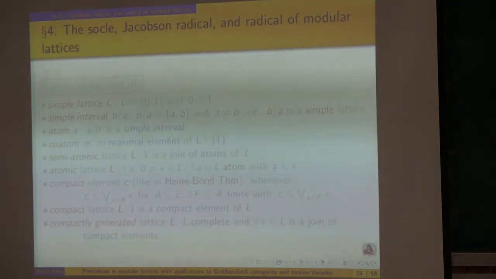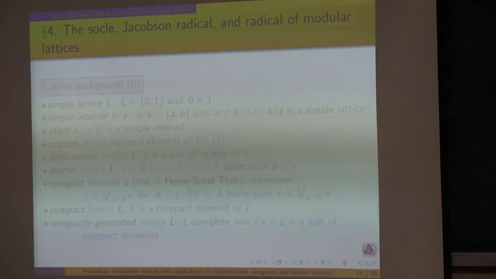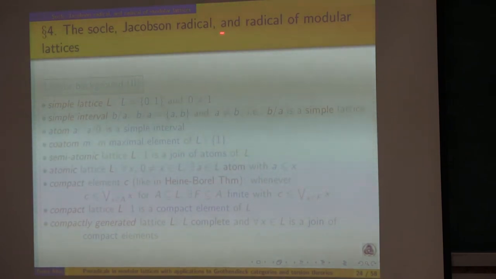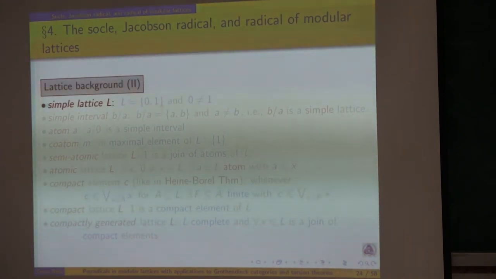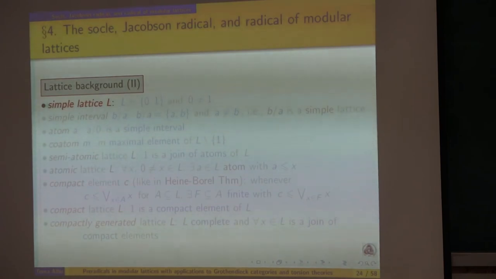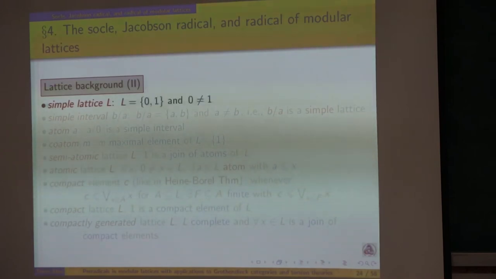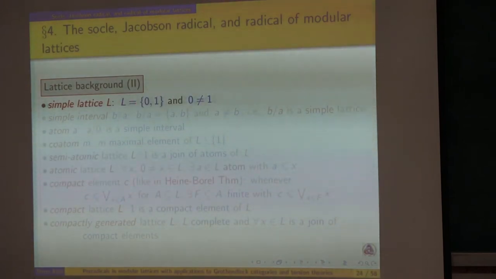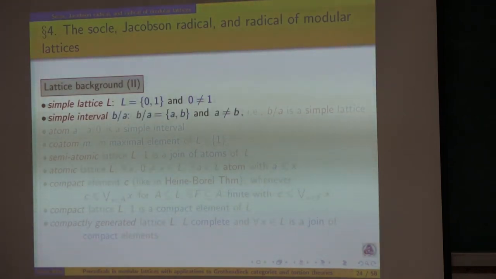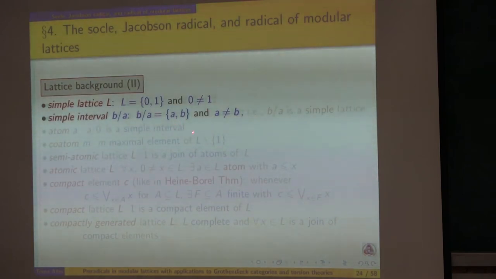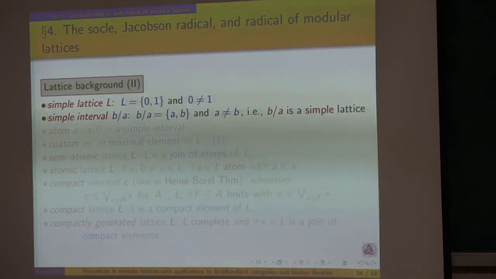Now, in this section we discuss this Jacobson radical for modular lattice. Now, it's coming lattice background number two. We put all this in the beginning, otherwise we'll be very confused. The simple lattice, I already mentioned. Simple lattice means has exactly two elements, zero and one. Simple interval. Simple interval is an interval, so it has exactly two elements, A, B, A is not equal to B. There are no other elements in between. This means B over A is simple.